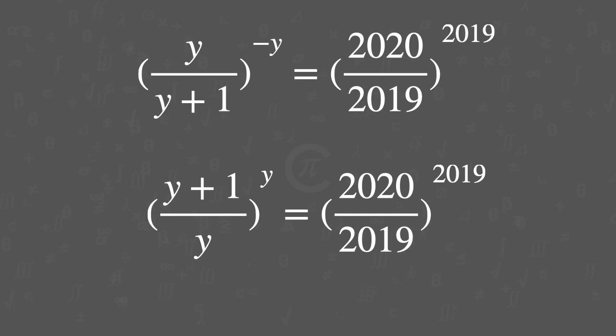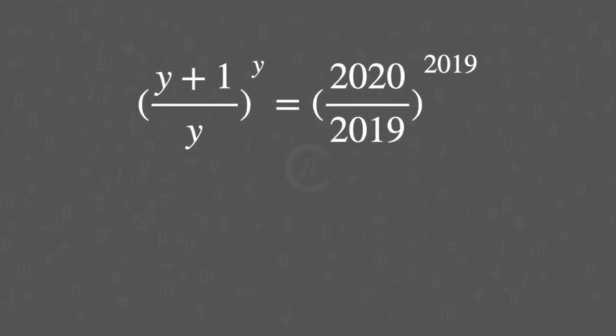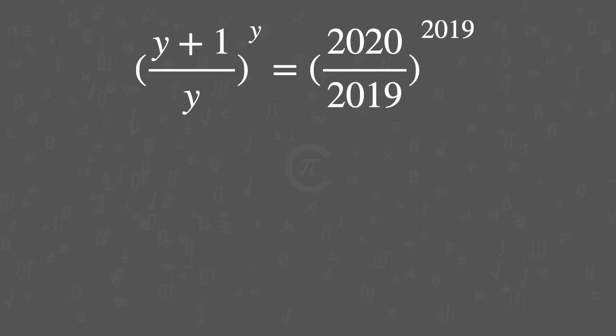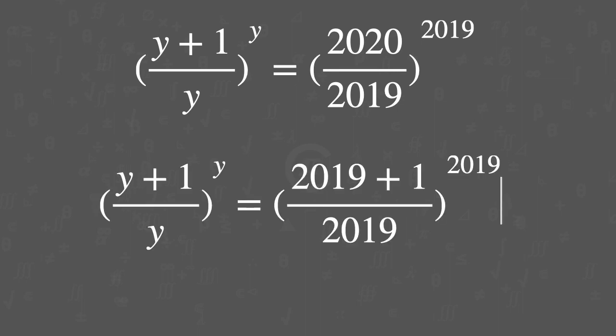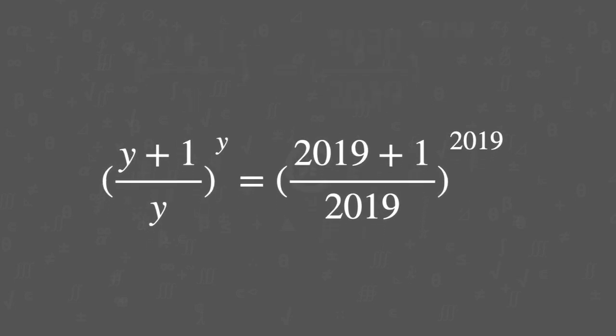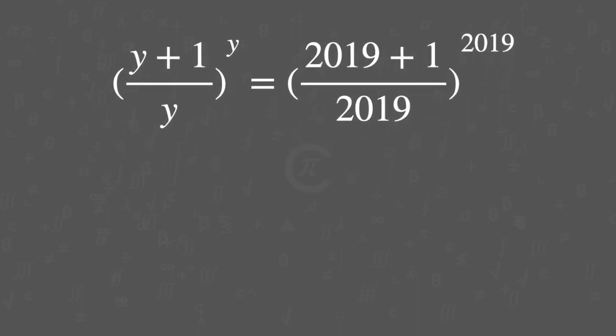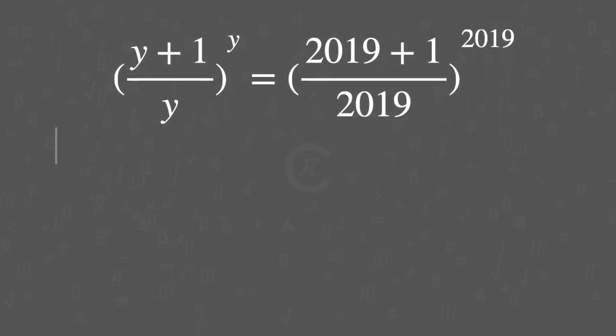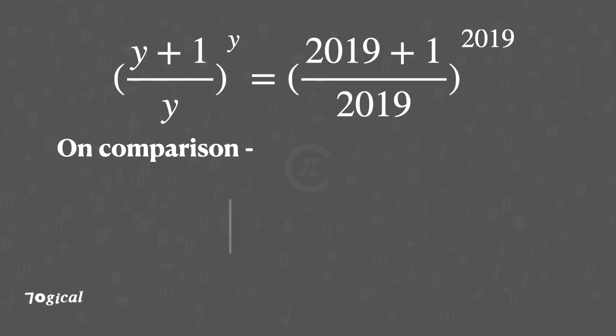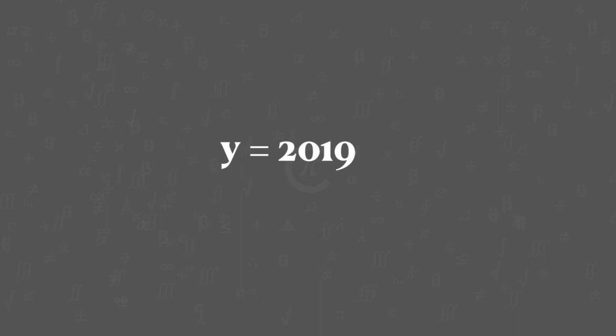Now using the property, ((y+1)/y)^y equals (2020/2019)^2019. We can write on the right hand side ((2019+1)/2019)^2019. Now if we compare the values on both sides, we have y equals 2019.